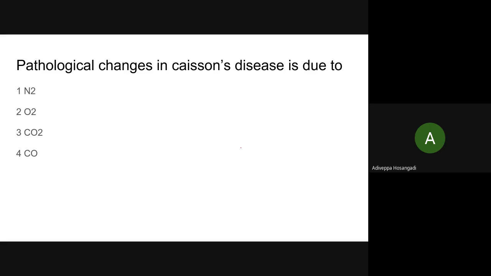Pathological changes in caisson disease. Very easy. What is that? Now you should be telling me the physiology of decompression sickness. N2, sir. Option 1. Very good. So when in deep waters, the gases are dissolved in the blood. Suddenly, if you come to the surface where the atmospheric pressure is reduced, the dissolved gases will be suddenly released into the bloodstream. So there can be lung injury or there can be AVN also.